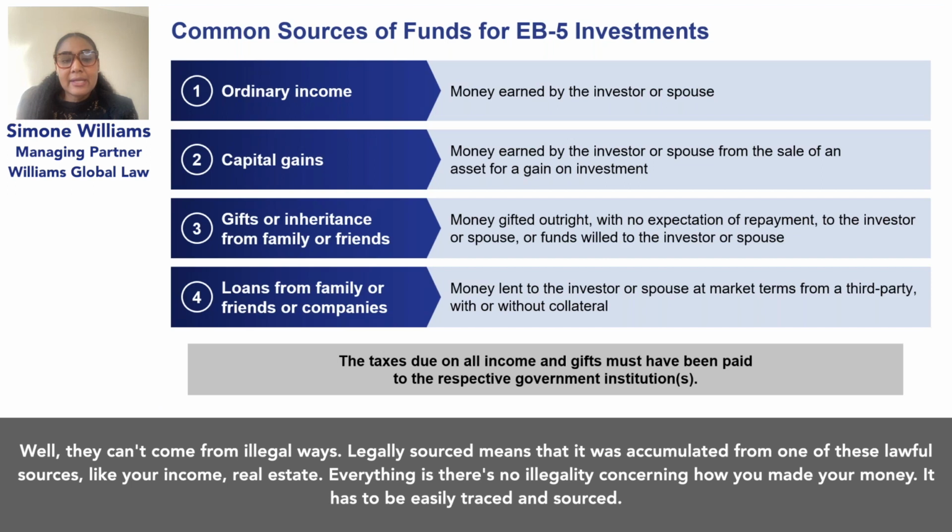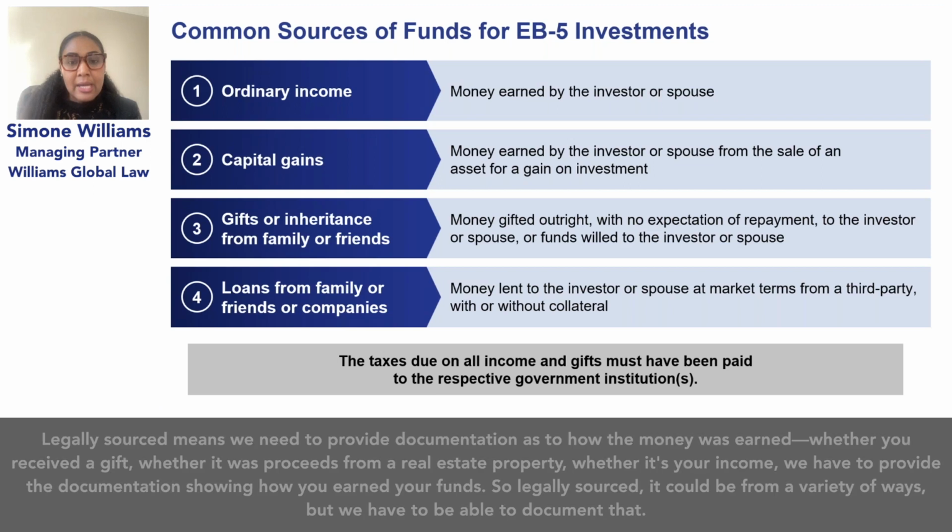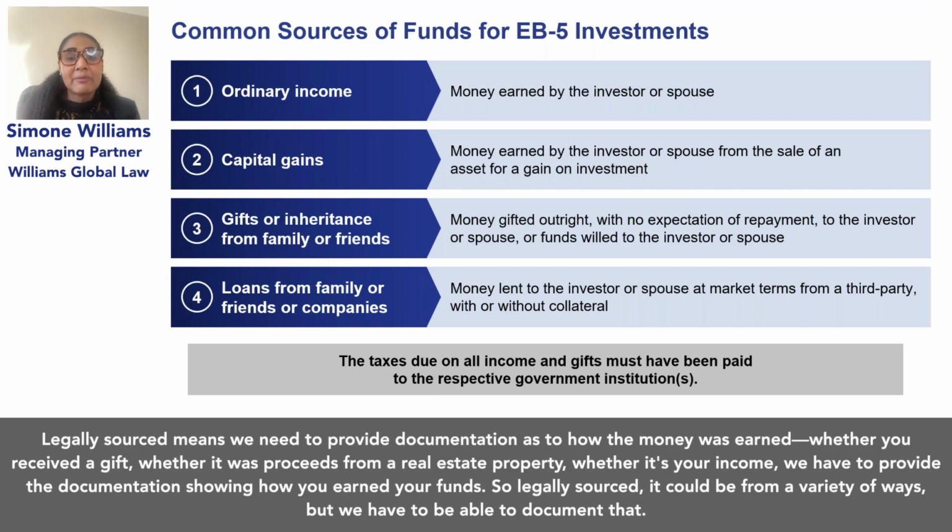Well, they can't come from illegal ways. Legally sourced means that it was accumulated from one of these lawful sources, like your income or real estate. There's no illegality concerning how you made your money. It has to be easily traced and sourced. Legally sourced means we need to provide documentation as to how the money was earned.